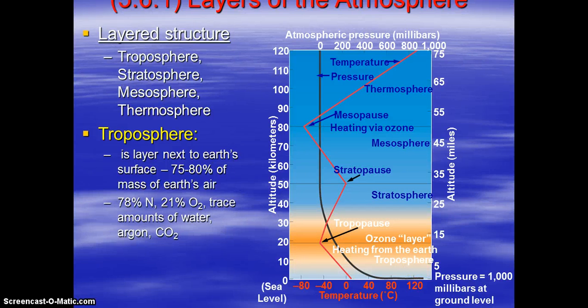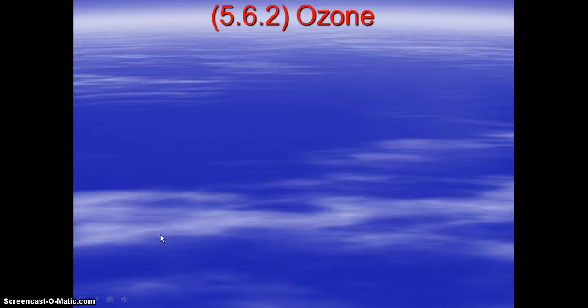Here's what its composition is. It's 78% nitrogen, 21% oxygen. We normally think about oxygen being the most, since that's what we think is most important, but it's mostly nitrogen. There's some water vapor in that composition, some argon gas, which we don't really talk about that much, and carbon dioxide, which we'll talk a lot more about when we get to climate change.